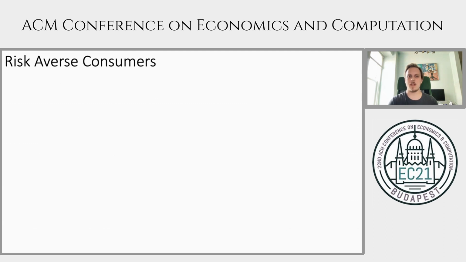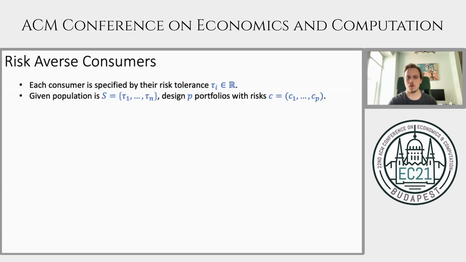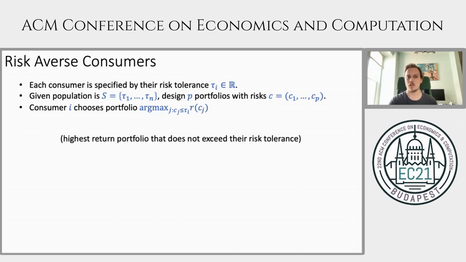The reason we care about this risk-return frontier in the first place is that consumers themselves are risk-averse. Each consumer in our population has a risk tolerance, and they're unwilling to invest in any portfolio that has higher risk than that. So the input to our portfolio design problem is going to be a collection of n consumer risk thresholds, and our goal is to output p portfolios, each defined by a risk value. So we're outputting p numbers that are defining the risks of these p different portfolios that we're offering. I haven't said how we're optimizing those portfolios yet, but once we've committed to a set of portfolios, each consumer will choose to invest in the highest return portfolio that does not exceed their risk tolerance.